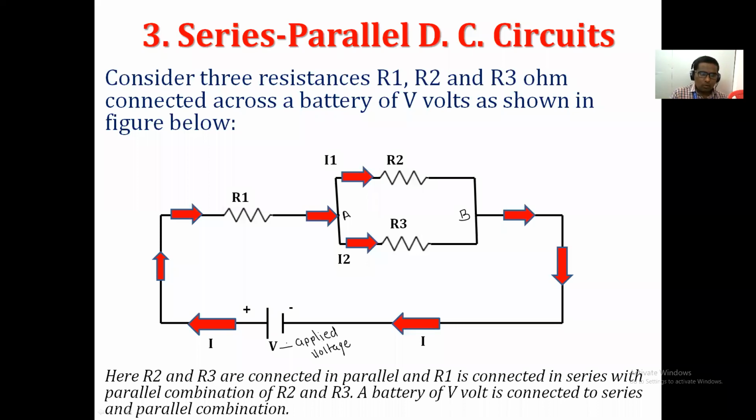Is the total applied voltage available for R1 in this case? My question is whether the total applied voltage is available to R1 only. No, absolutely not. Because what?